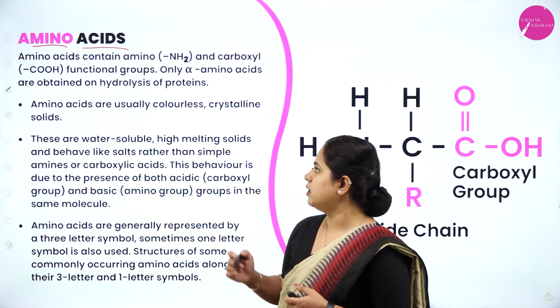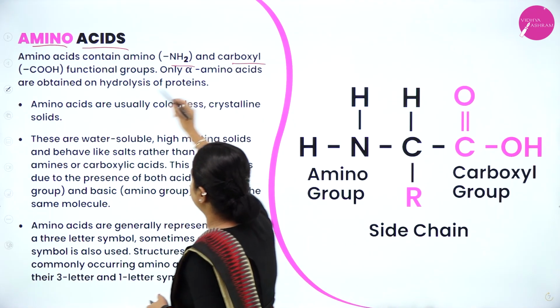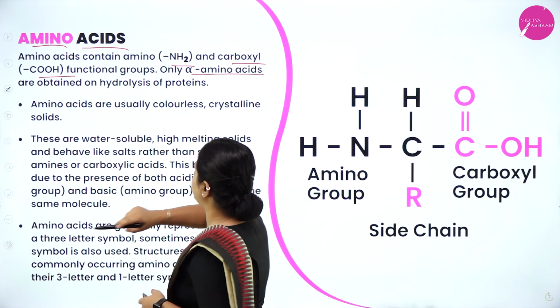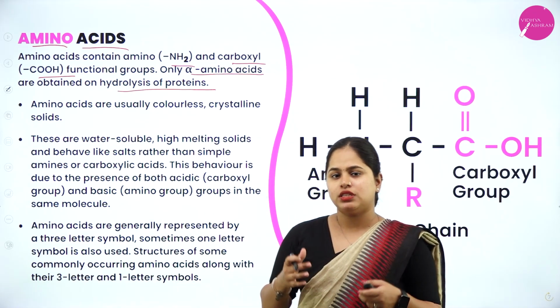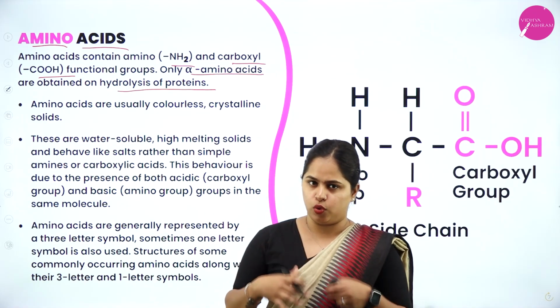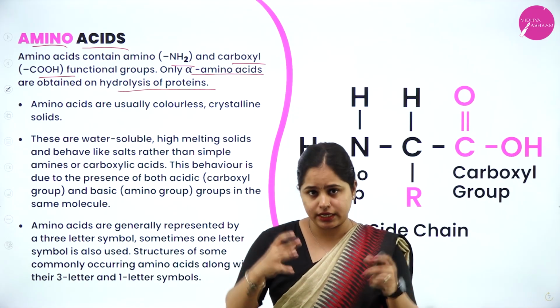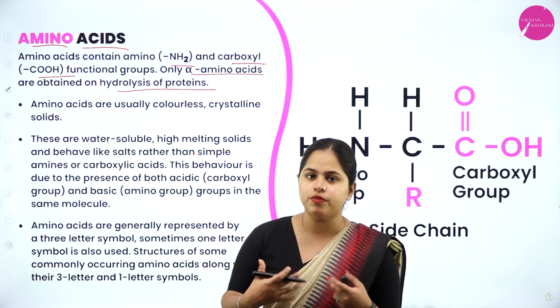So let's understand that. Amino acids contain an amino group, that is NH2, and a carboxylic acid group, that is COOH. Only alpha amino acids are obtained on hydrolysis of proteins. So proteins undergo hydrolysis to form amino acids. That means amino acids are the ones which combine together to form proteins.